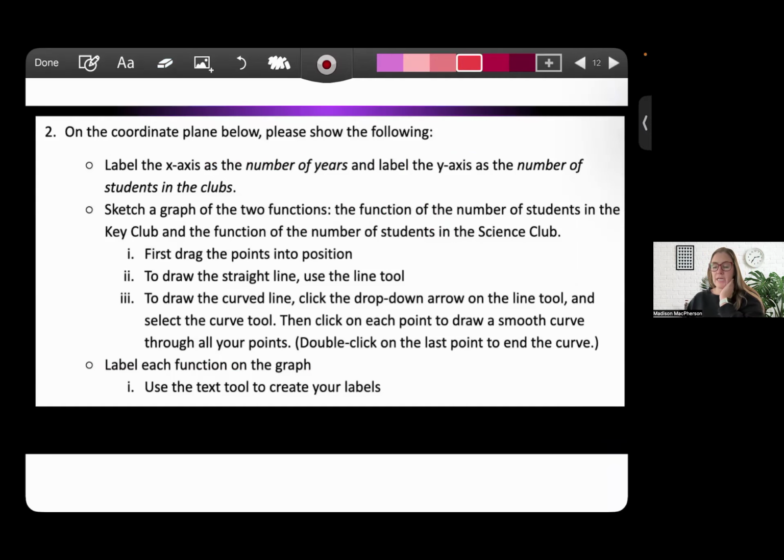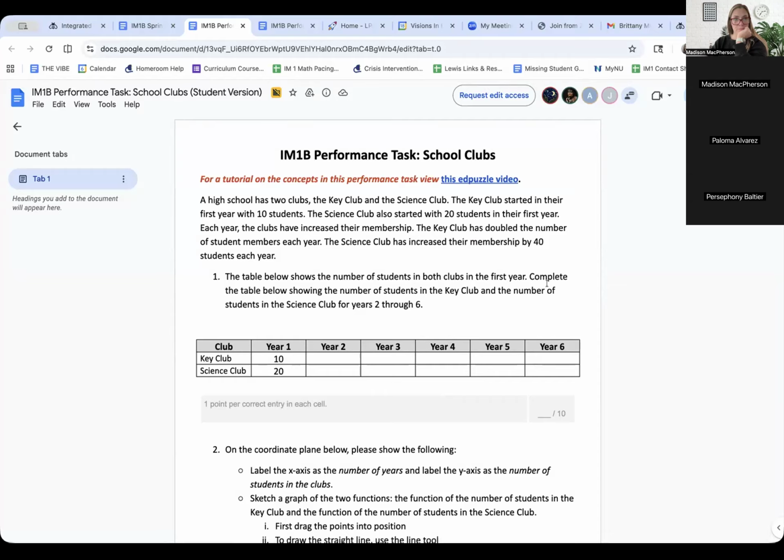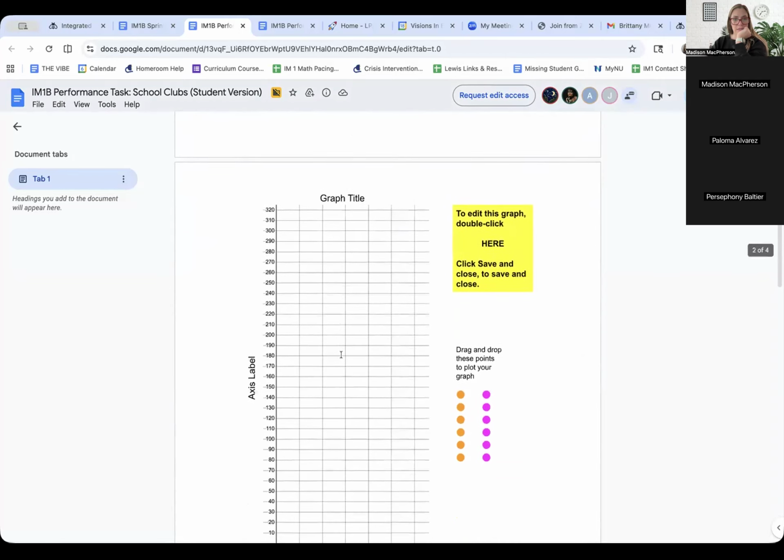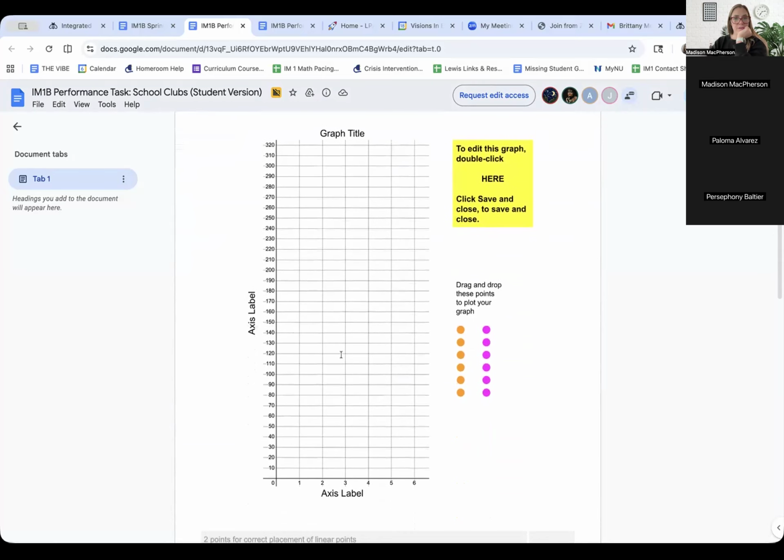All right, on the coordinate plane, it says, please show the following. It gives you all the steps to complete. Let me pull up the task here. Okay, so we are on this task. We need to fill out this graph. It says to edit this graph, double click here. So I'm going to double click on the graph.